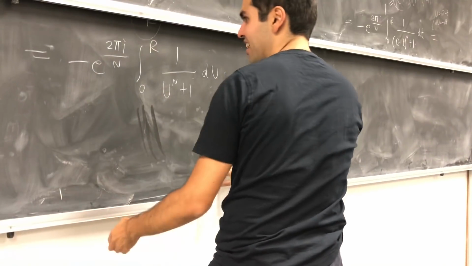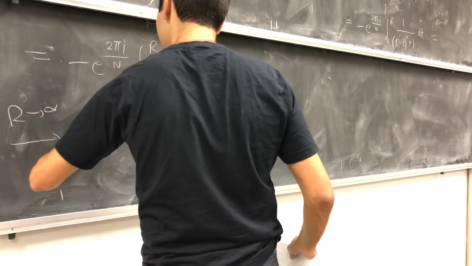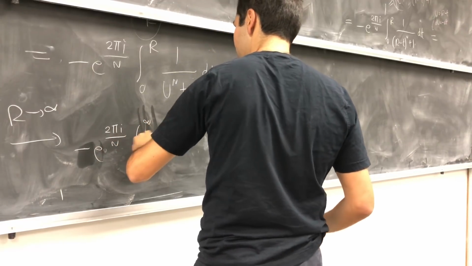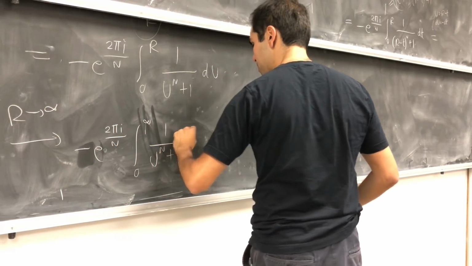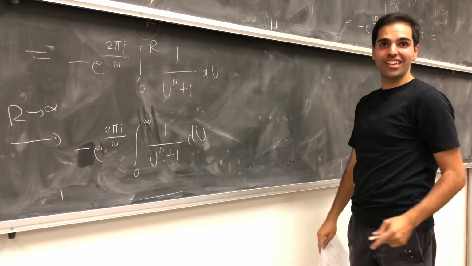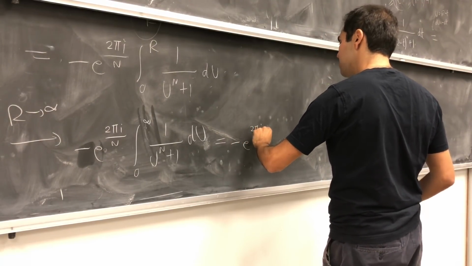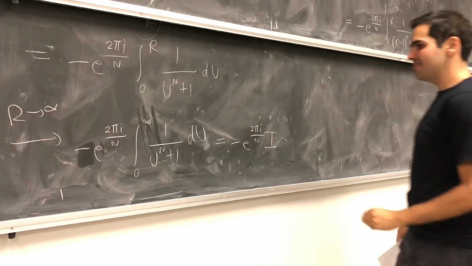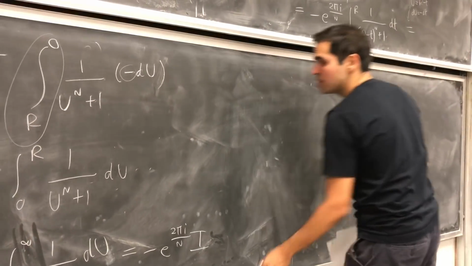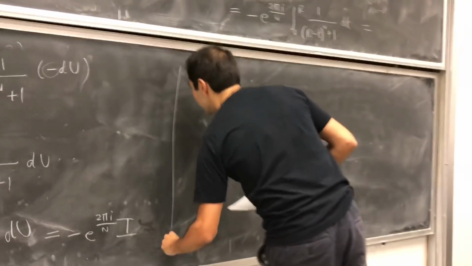And now we're ready to let r go to infinity, and we get minus e^(i2π/n), integral from 0 to infinity of 1 over u to the n plus 1 du. But lo and behold, this is precisely our integral from the beginning, so we get minus e^(i2π/n) times I. Fantastic! So we have our three pieces, and let's put them together by actually evaluating the whole integral.